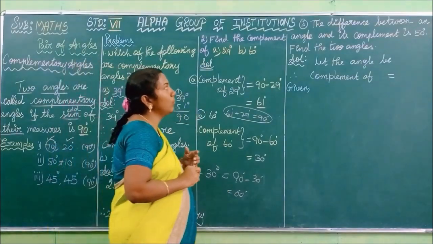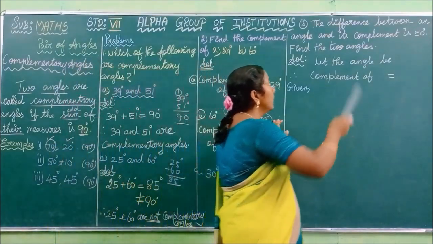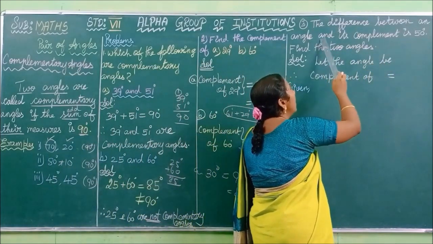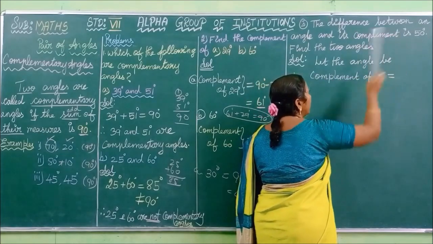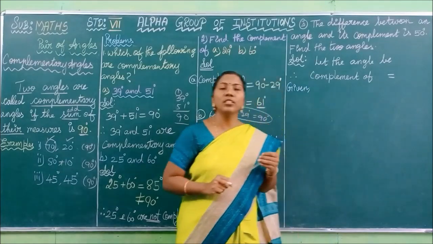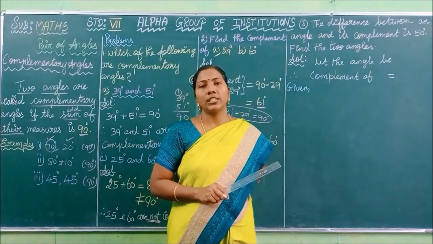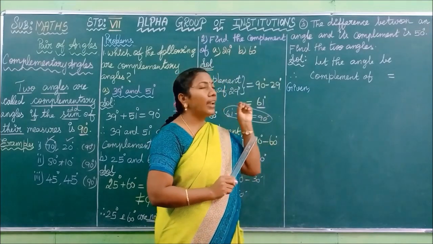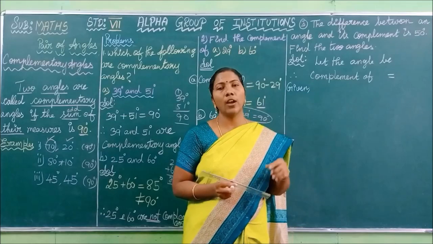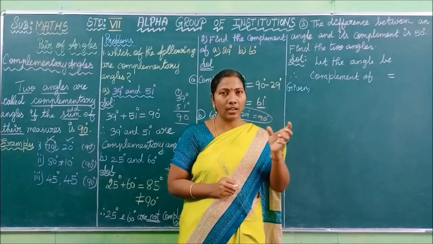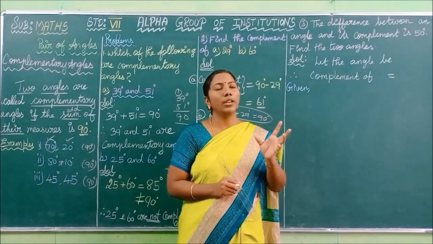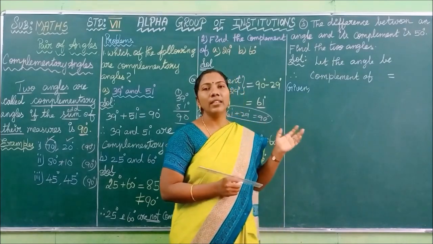Next, we are going to see our problem. Read the question, children. The difference between an angle and its complement is 50 degrees. Find the angles. Do you understand the question? The difference means what is the operation? Subtraction. The difference between an angle, they gave us one angle, and its complement. We have to consider one angle and its complement, and the difference between the two is 50 degrees. Find the two angles.